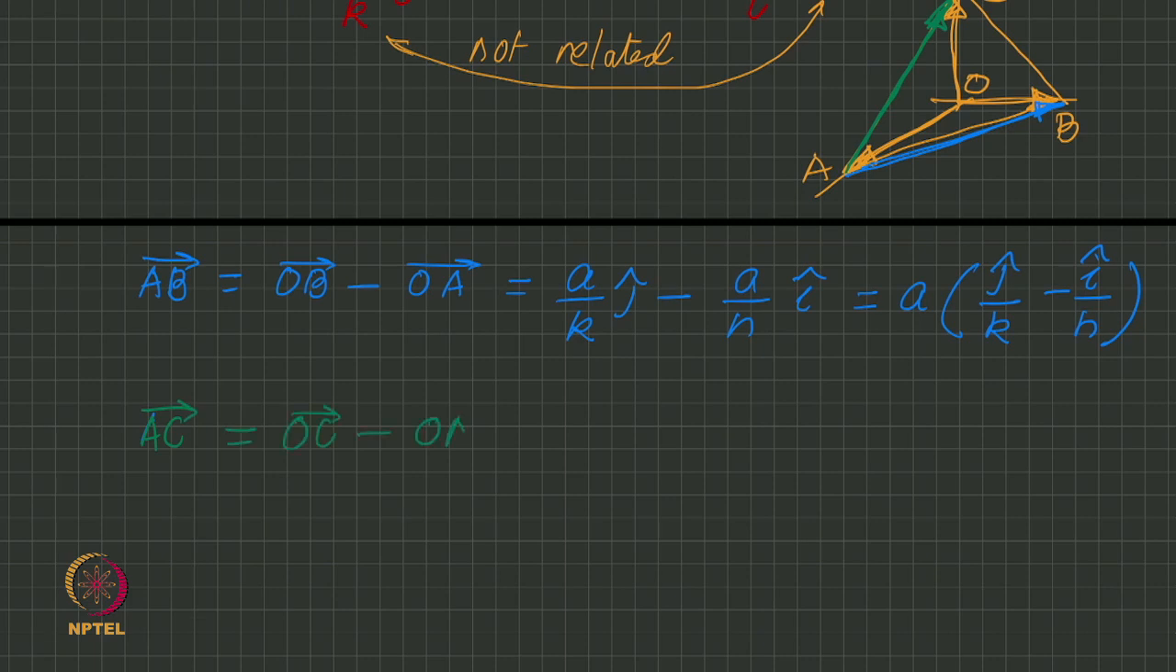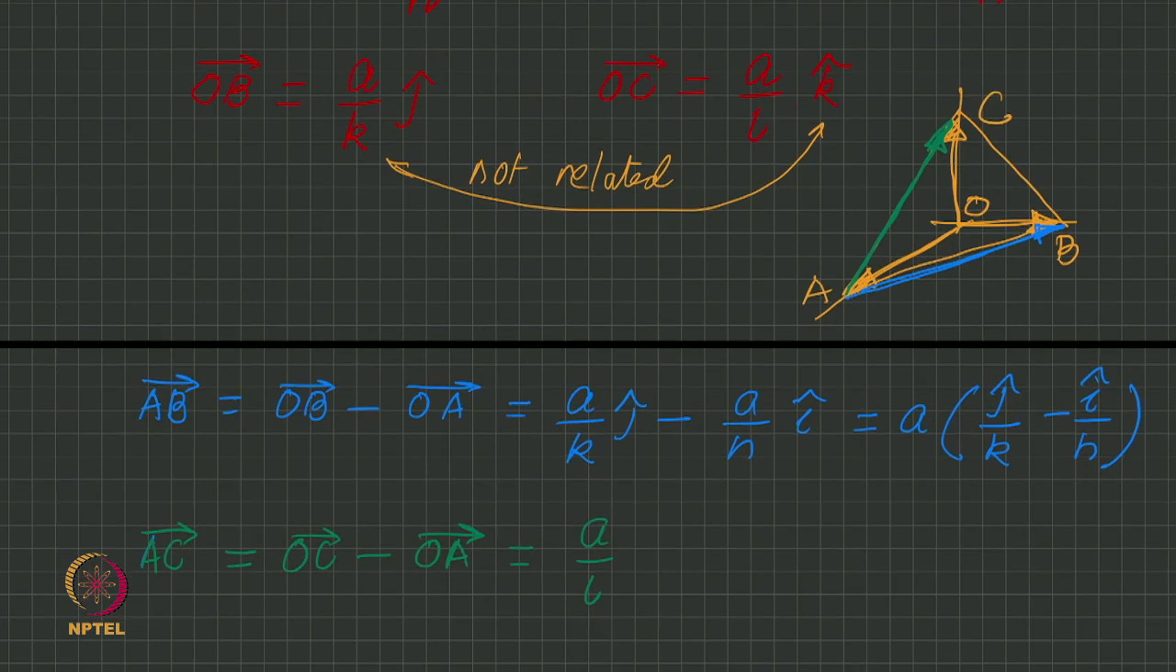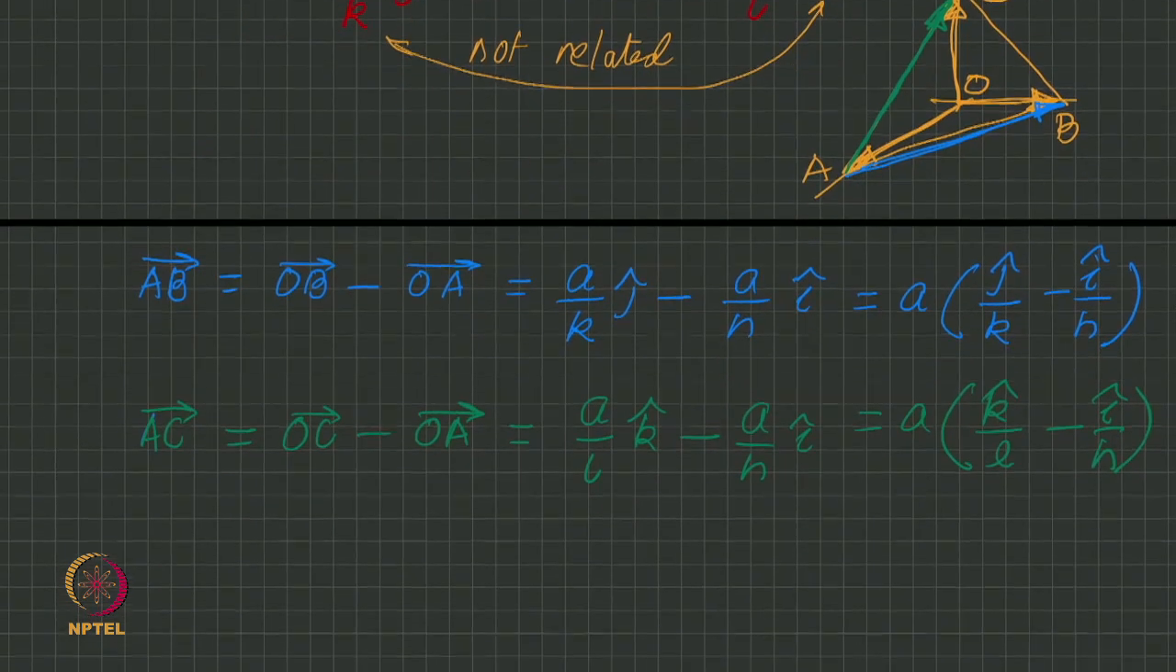So, that is OC minus OA. OC was A by L k minus A by H i, that is, A times k by L minus i by H. Now, I will use this.